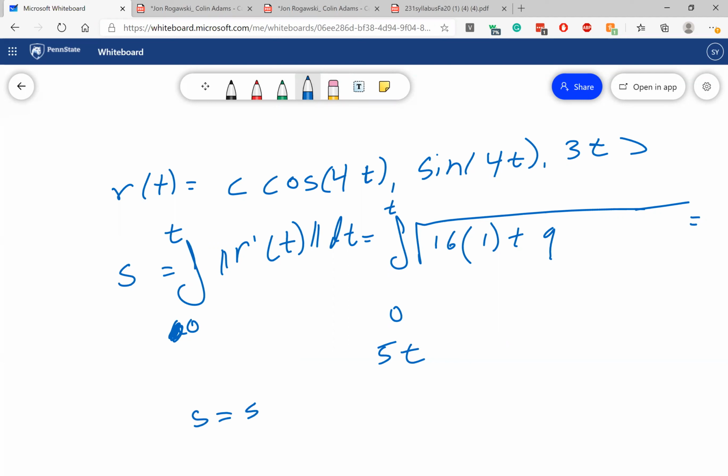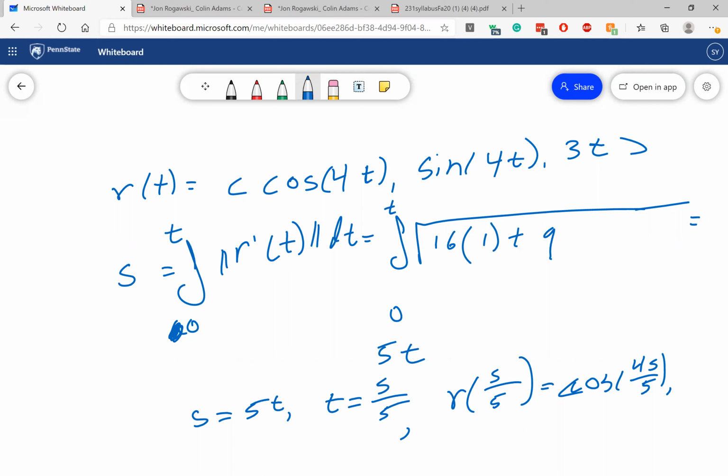So now s is equal to 5t. In order to reparameterize this, t should be equal to s over 5. Just find the inverse. And now we plug it in. So r of s over 5 is going to be equal to cosine of 4s over 5, sine of 4s over 5, and 3s over 5.